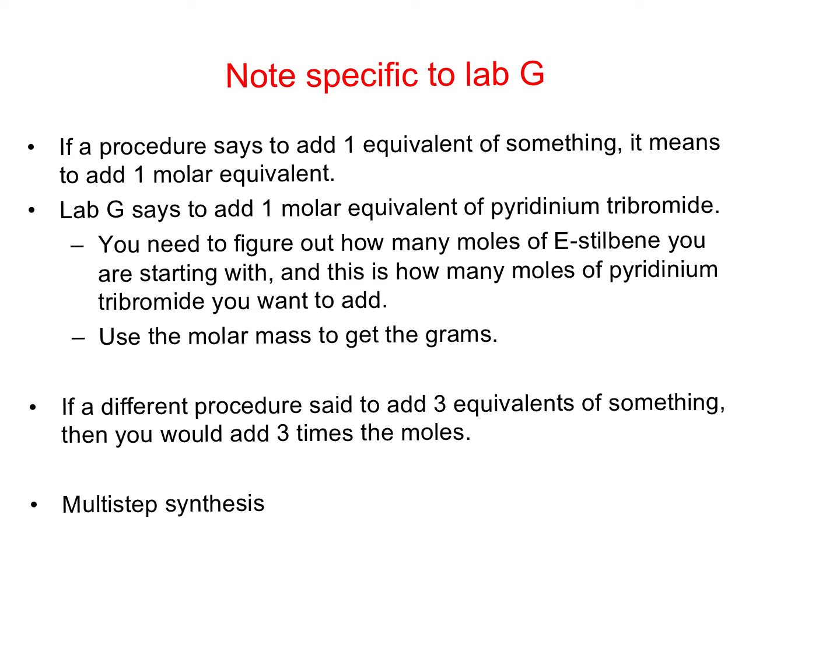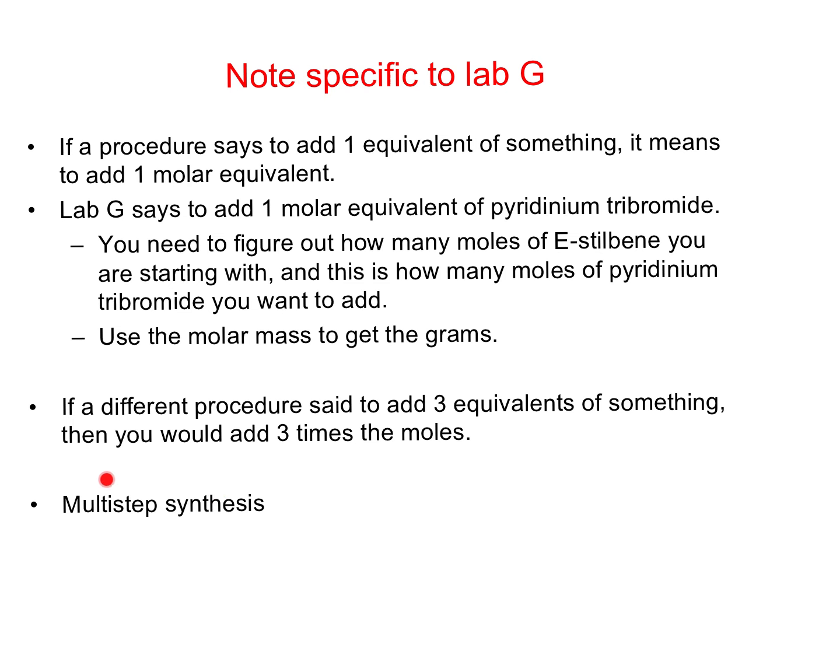So in that case, our reagent in this lab is E-stilbene. However many moles of that you're supposed to start with, that's how many moles of pyridinium tribromide you need to add. To figure out the mass of that, calculate how many moles of E-stilbene you have. Since we want 1 equivalent of the pyridinium tribromide, we'll add the same number of moles of pyridinium tribromide and then just use the molar mass to get the mass of pyridinium tribromide that we need, right? And let's say a different procedure said to add 3 equivalents. Well, then we'd add 3 times the moles of whatever the starting material is.